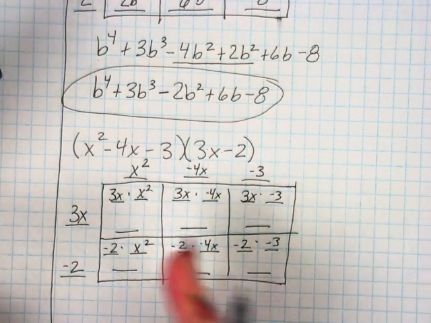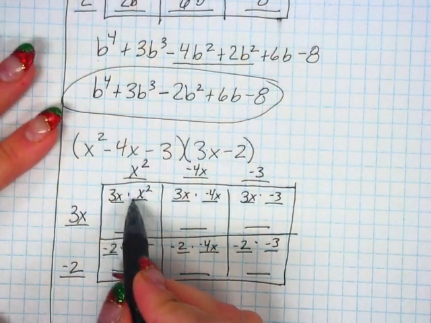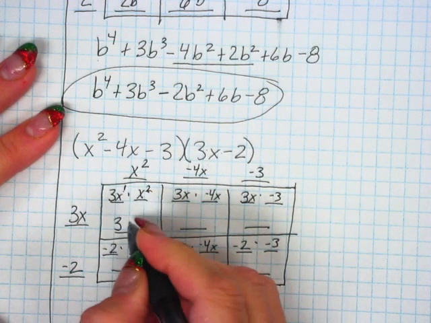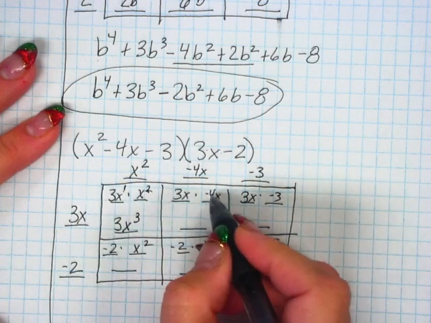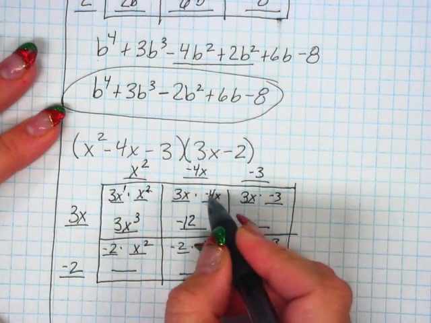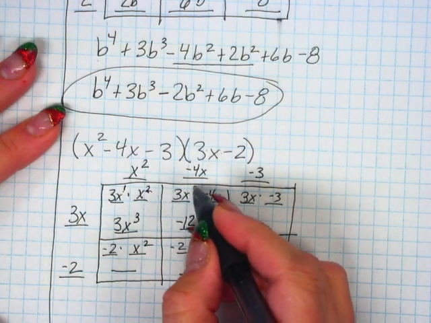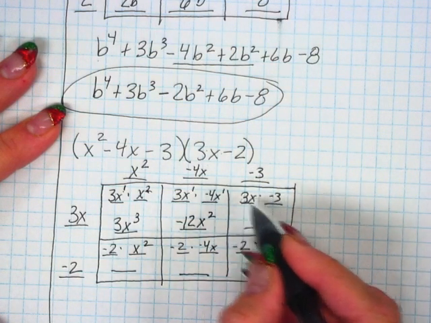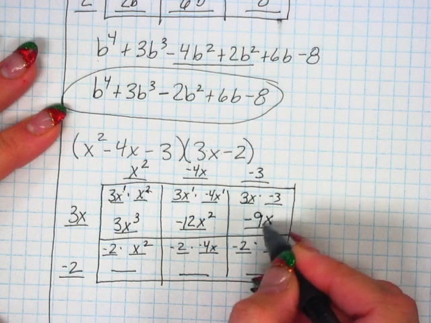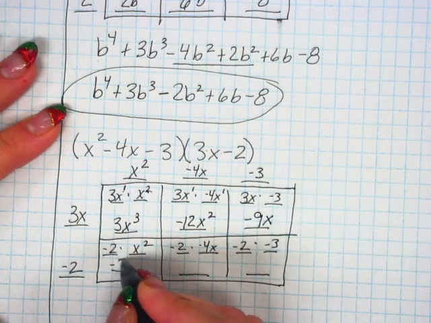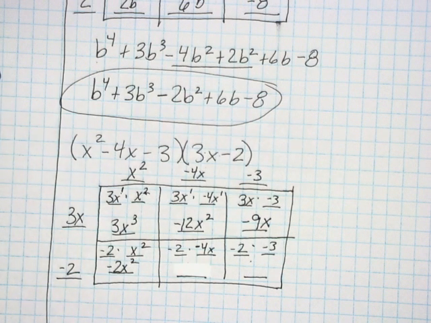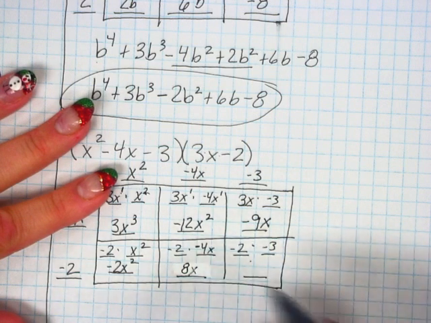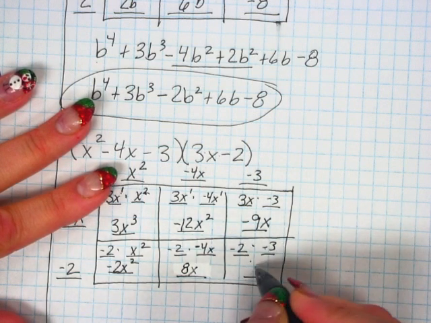Now we do all the multiplication in all of the boxes. So 3, remember there's a 1 here, times 1 is 3. X to the first and x squared is x to the third power, 1 plus 2. Negative 4 times positive 3 is negative 12. X to the first and x to the first is x squared. Negative 3 times positive 3 is negative 9, and there's just the x. Negative 2 times x squared is negative 2x squared. Negative 2 times negative 4 is positive 8, and there's just the 1x. Negative times a negative is a positive. 2 times 3 is 6.